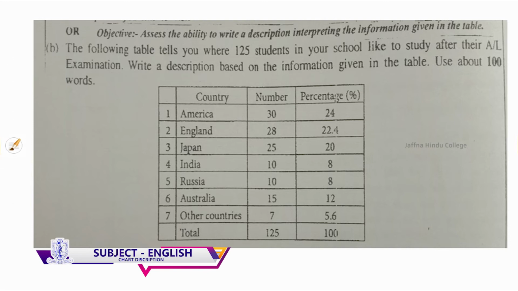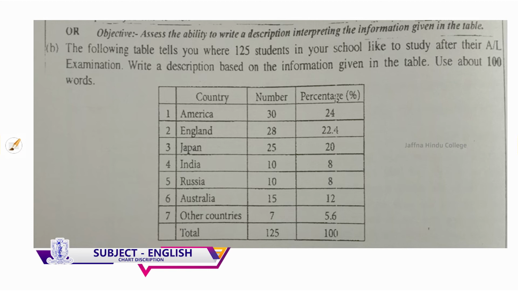Here, these are the countries mentioned by the students to study after their GCE A-level examination. America is preferred by 30 students, it is 24%. England is preferred by 28 students, it is 22.4%. Japan is preferred by 25 students, it is 20%. But you can't write like this. What I say, I am now just listing the data, not describing it. India is preferred by 10 students, it is 8%. India and Russia are preferred by equal amount of students. Australia is preferred by 15 students, and the other countries that are not mentioned are preferred by 7 students. This is the lowest number.